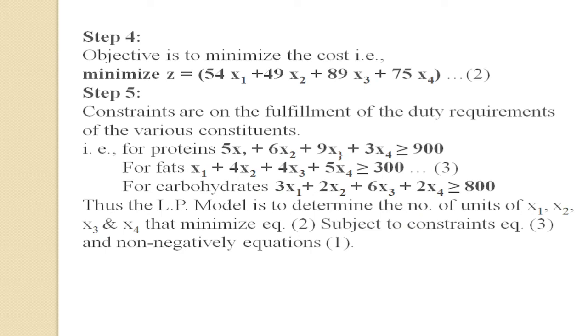Thus, the LPP model is to determine the number of units of x1, x2, x3 and x4 that minimize equation 2, that is 54x1 plus 49x2 plus 89x3 plus 75x4, subject to the constraints, that is equation 3, x1 plus 4x2 plus 4x3 plus 5x4 greater than or equal to 300, and the non-negative constraints of equation 1.